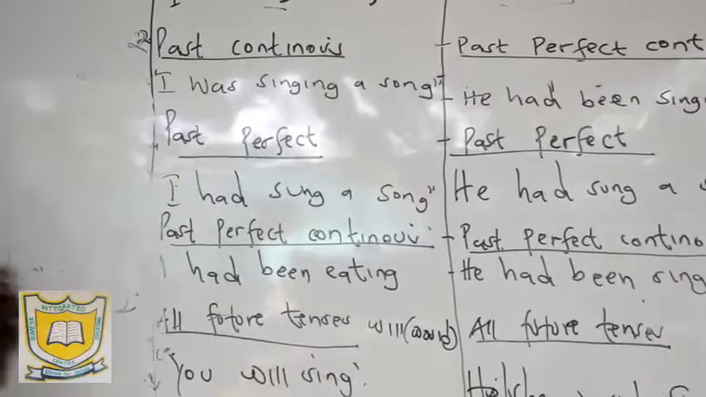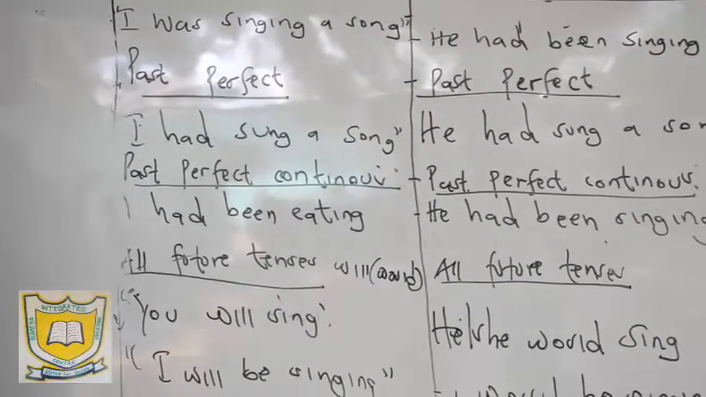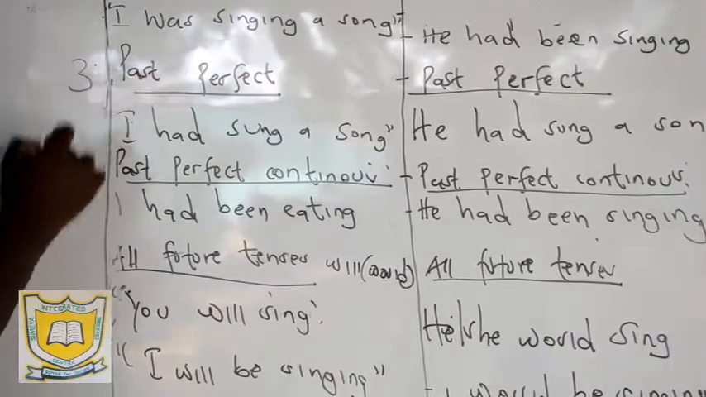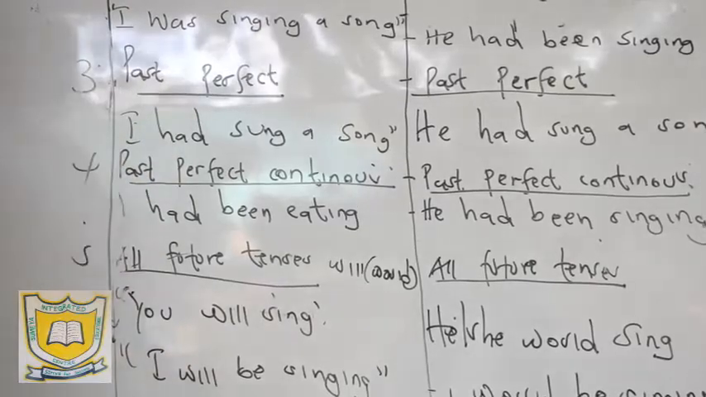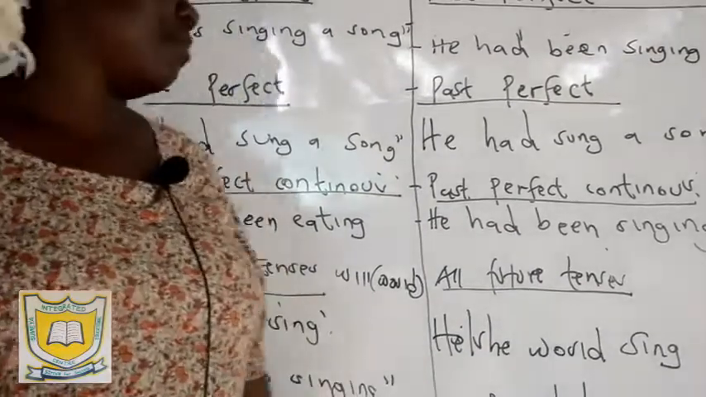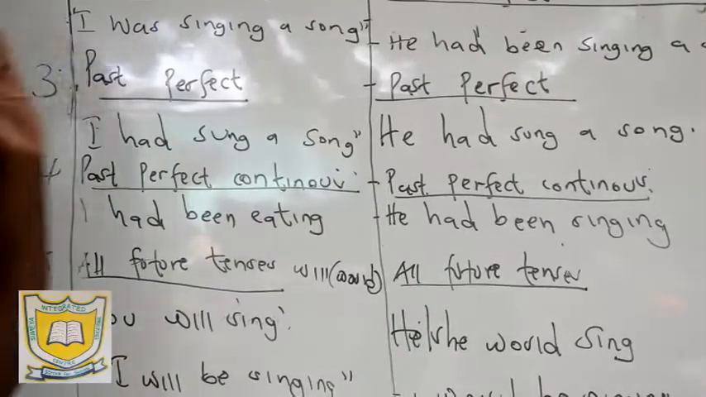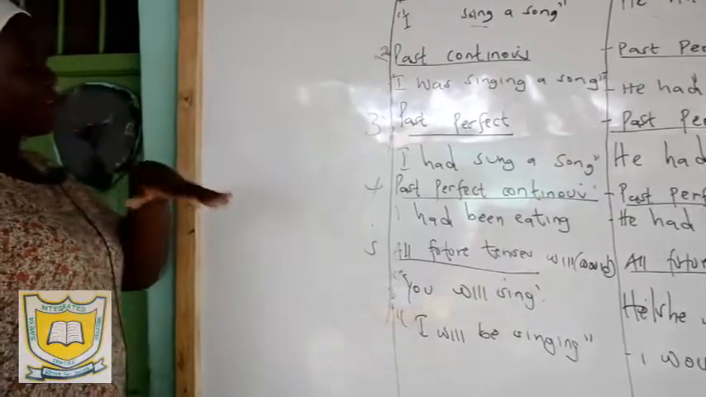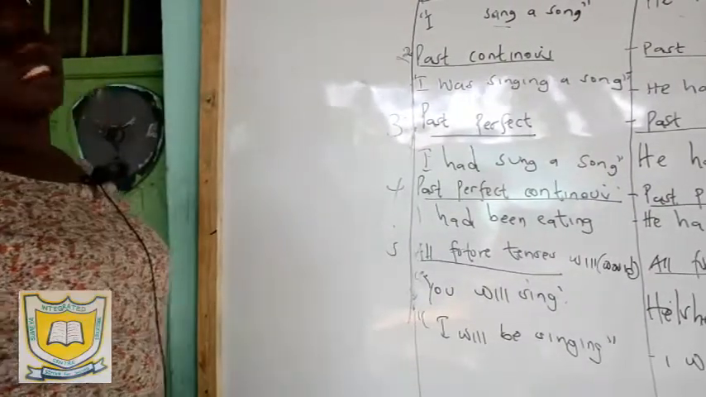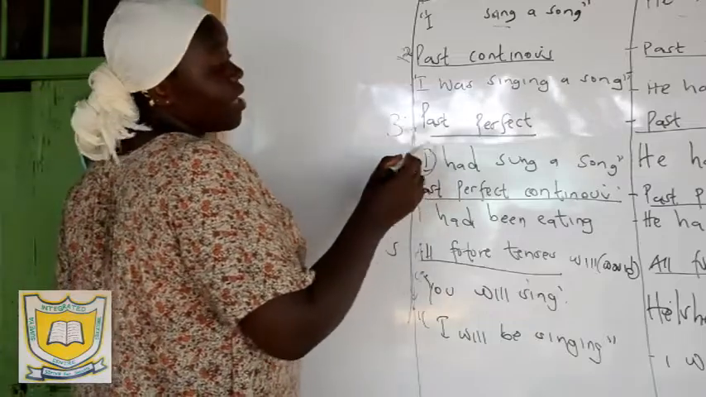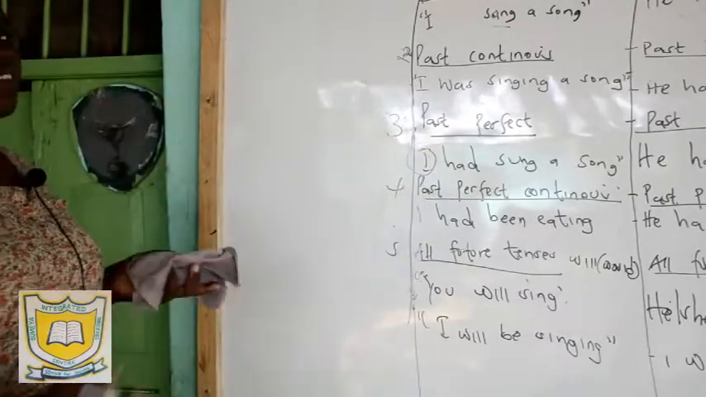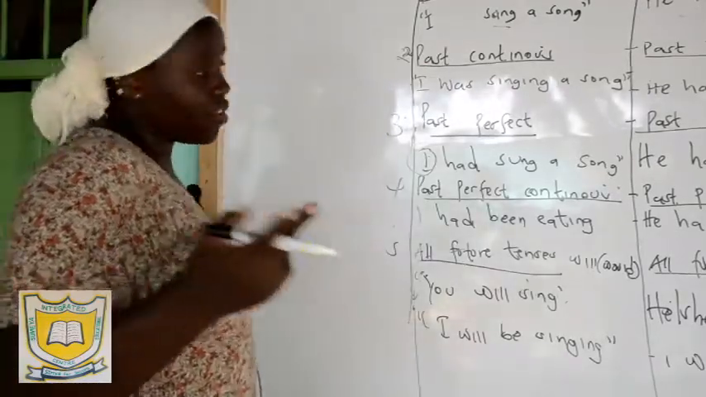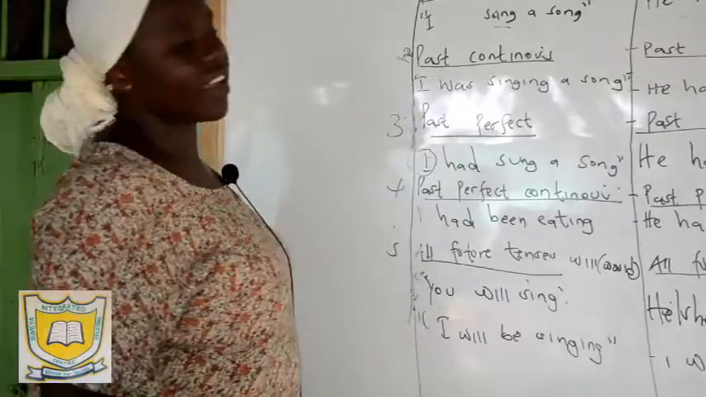Now we have the past perfect tense direct speech. If you have the past perfect direct speech, it changes to the past perfect in the indirect speech. Past perfect direct, past perfect indirect. So it remains. What I mean is that if you have been given I had sung a song, he had sung a song, what you change is I, which is the direct speech. We said if you change I into the indirect speech, you use he. I had sung a song. You say he had sung a song.